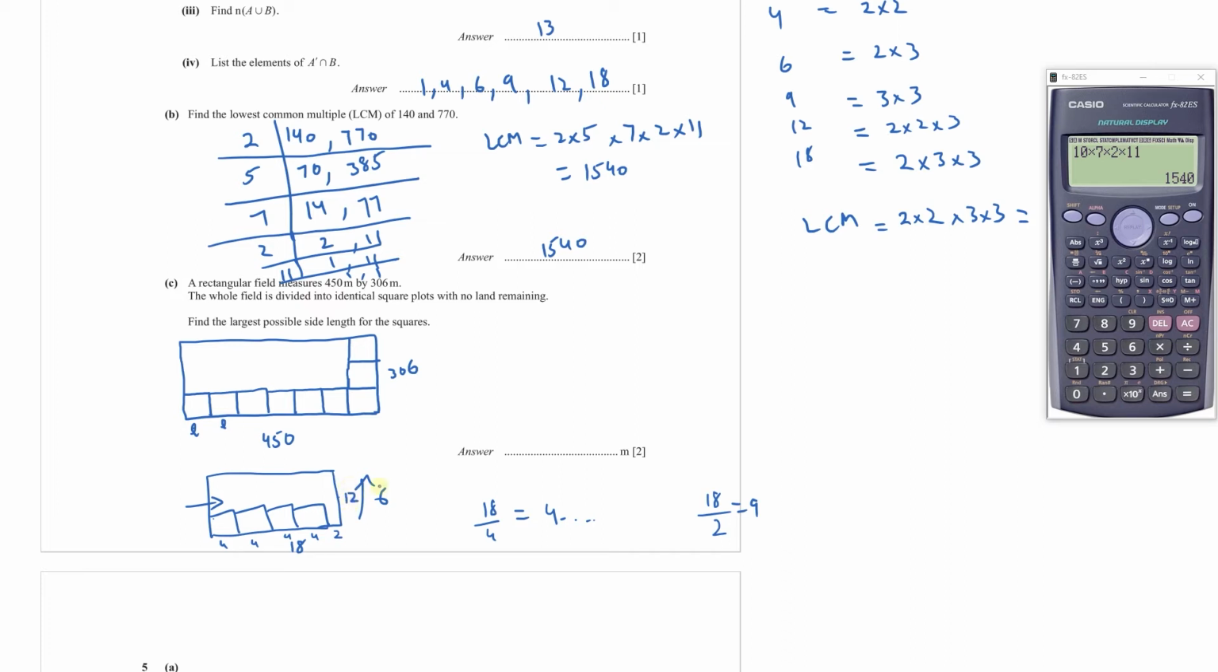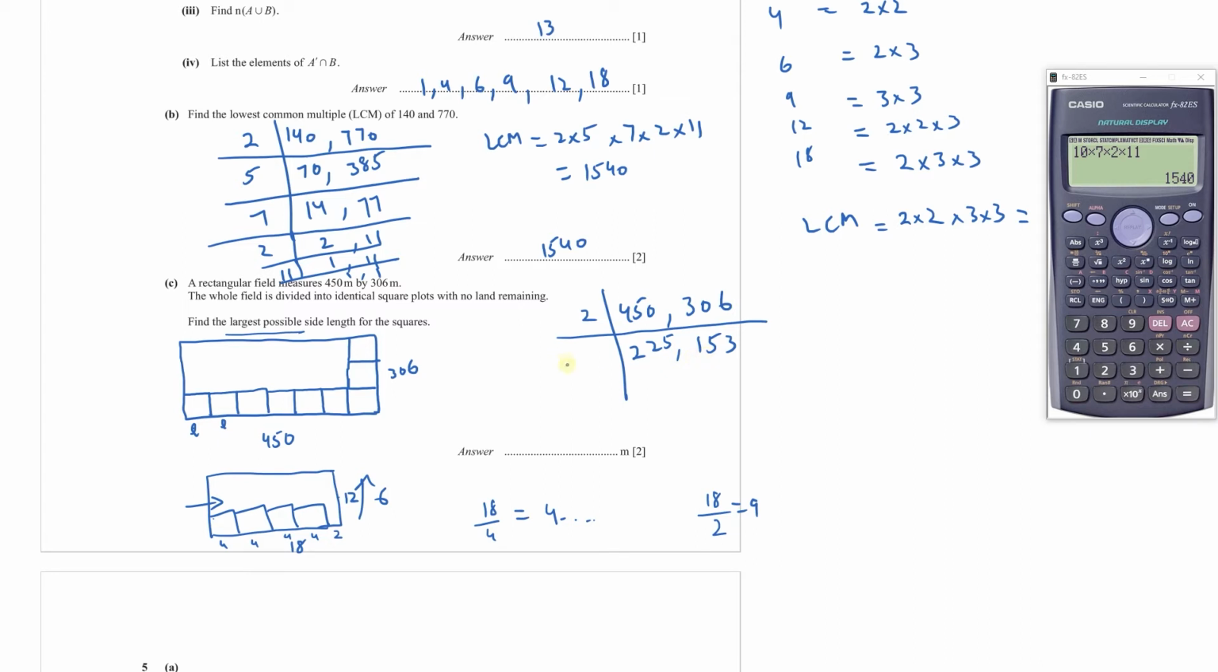Because you have 12 length here. But you have to find the maximum possible value of this length L such that it divides both 450 and 306, which means L should be a factor of 450 and a factor of 306 as well. And since we are looking for the largest possible value, that means we are looking for the highest common factor for 450 and 306. So we want to calculate the HCF of 450 and 306. So both are divisible by 2. So 2 2s are 4, 2 2s are 4, 1, 10, 225, and 2 1s are 2, 1, 10, 153.